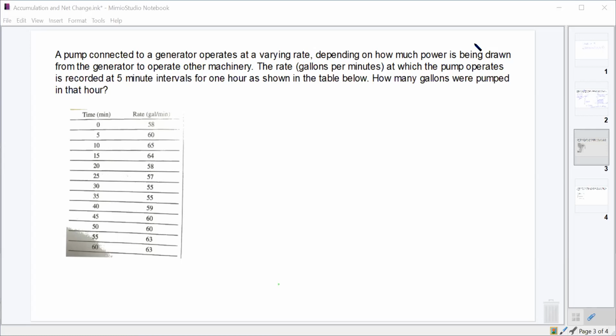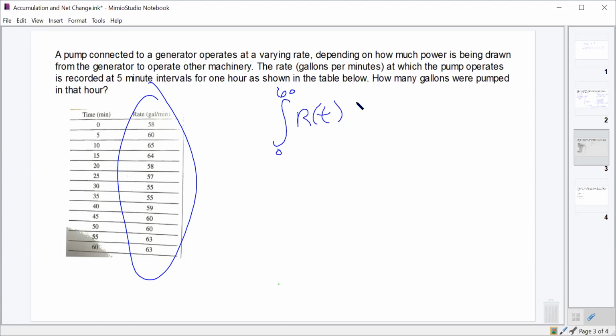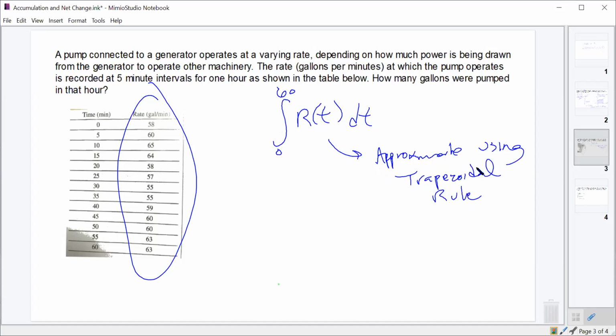So we're given a rate, right? And if we want to find the actual number of gallons pumped from the rate in gallons per minute, we want to do an integral from 0 to 60 of that rate function, right? But since we're not actually given a function, we're going to have to approximate this integral using some method. And so, yeah, the trapezoidal method seems like a great way to go. Let's approximate it using the trapezoidal rule. Good for us to practice these rules again.